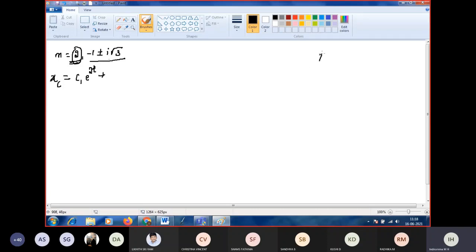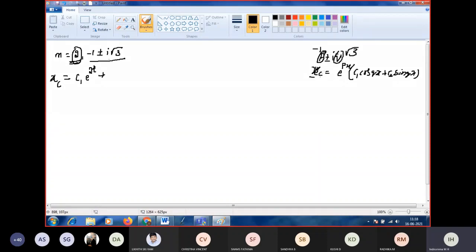We know that if the roots are complex roots, that is p plus i q, how to write yc? e to the power of px into c1 cos qx plus c2 sin qx. This is for y. So now instead of y we have to find x. Instead of y we have to find xc. Here in place of p we have minus 1. In place of q we have root 3.